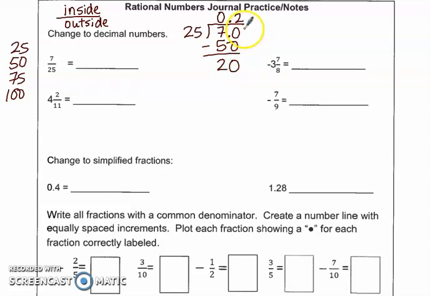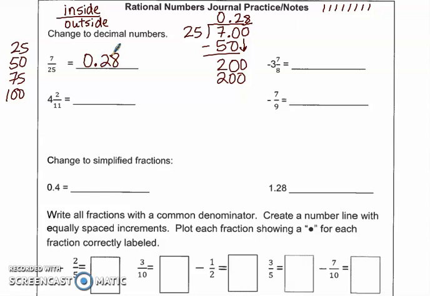Since I have a remainder, I put another 0 and pull it down. So now 25 into 200. Hopefully you know it, but if not, 25, 50, 75, 100, 125, 150, 175, 200, 1, 2, 3, 4, 5, 6, 7, 8. 8 exactly, with nothing left. So my answer for this one is 0 and 28 hundredths, okay?